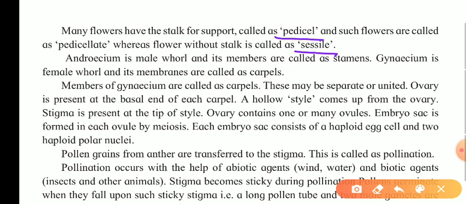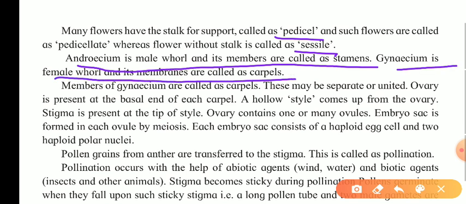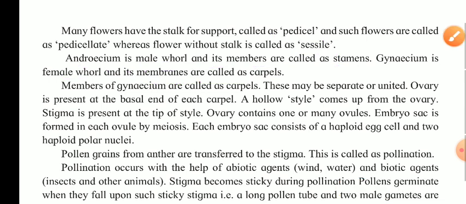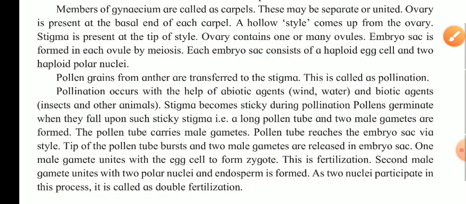Another one: the androecium is a male whorl and its members are called stamens. The gynoecium is a female whorl and its members are called carpels. They have given a word over here as "membrane". It's not membrane, it is members. Further, the members of a gynoecium are called carpels.